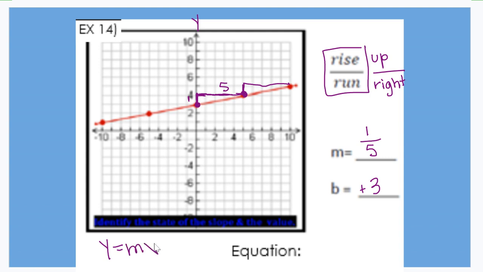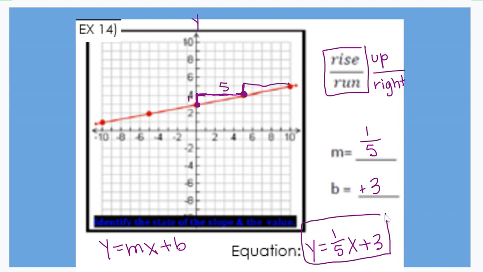Y equals mx plus b. So our equation starts with y equals m. We got 1/5. Variable x. And our b was a positive 3. So our equation is y equals 1/5 x plus 3.